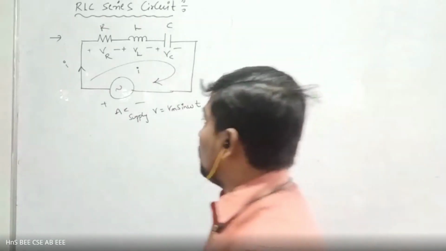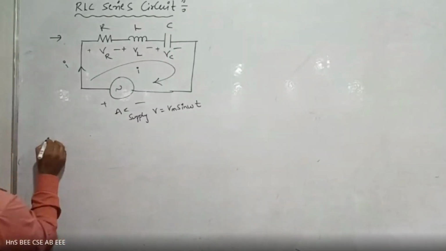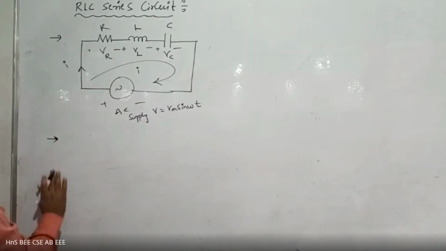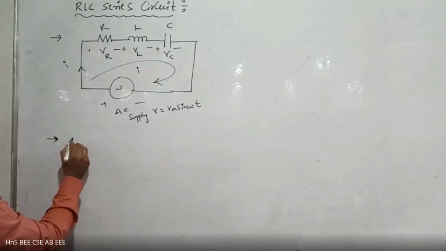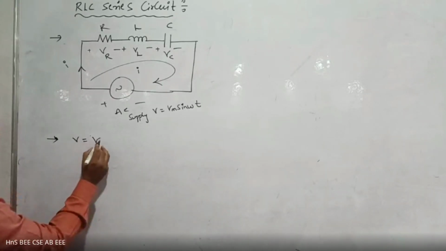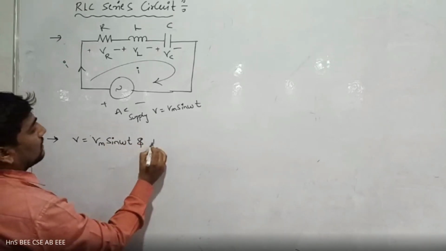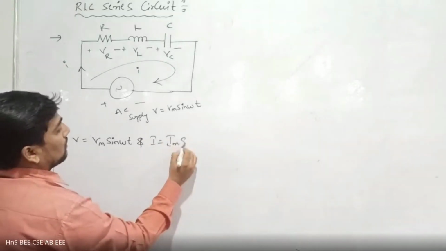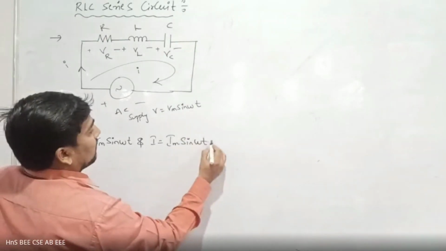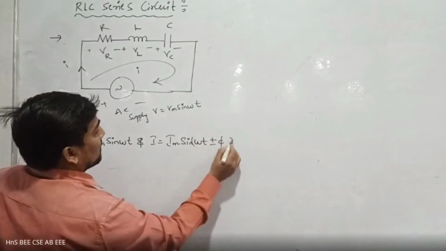Now coming to the next point. I am writing the standard equation of the AC voltage source and current source. V equal to Vm sin omega t and I equal to Im sin omega t plus or minus phi. Okay, plus or minus.